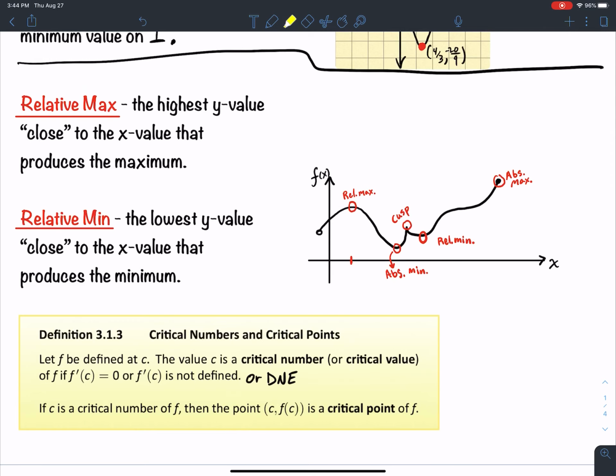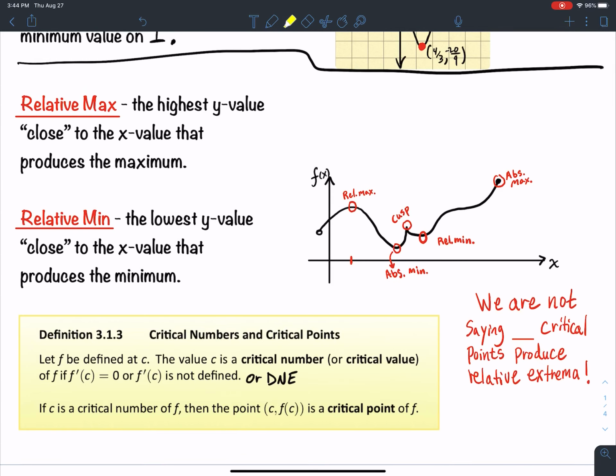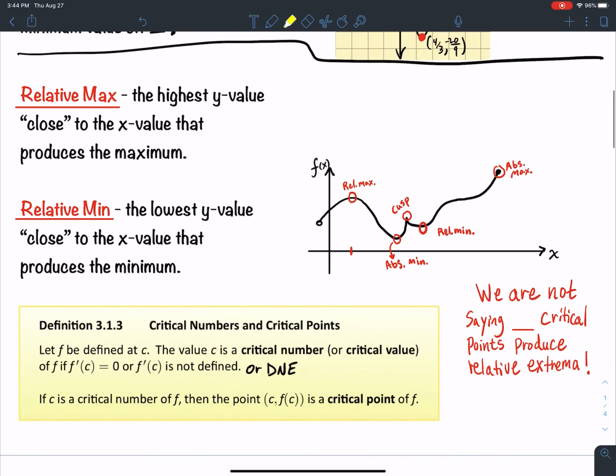We are not saying that all critical points produce relative extrema. We're not saying if it's a critical point, then it's a relative extrema. What we're saying is if it's a relative extrema, a relative max or min, then it has to be a critical number, a critical point. This is very different.